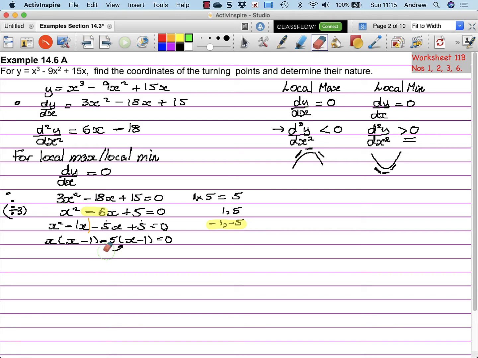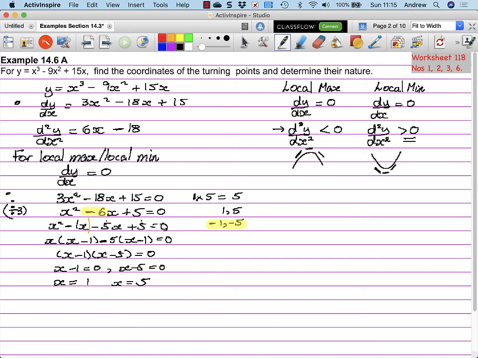Okay, so now what we can do is we can go to the next line. So we've now got x minus 1 on x minus 5 is equal to 0. And then from that, using the method of zeros, we're going to have x minus 1 is equal to 0, or x minus 5 is equal to 0. Consequently, we're going to have x equals 1, and we're going to have x is equal to 5.